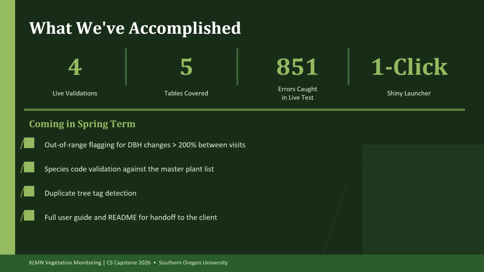So where does that leave us? We have 4 validations running live on real data. We've scanned the actual 2024 dataset and have caught 851 real errors, automatically, in seconds, with a ready-to-use report at the end. And we have a Shiny launcher that a non-technical user can pick up and run without any help from us. Coming in spring, we're adding out-of-range flagging for tree diameter changes, species validation against the master plant list, duplicate tree tag detection, and a full user guide for handoff.